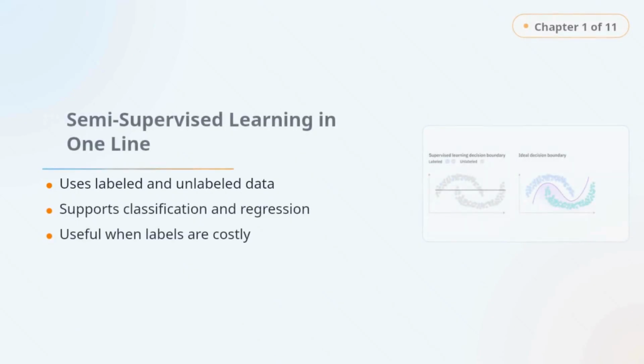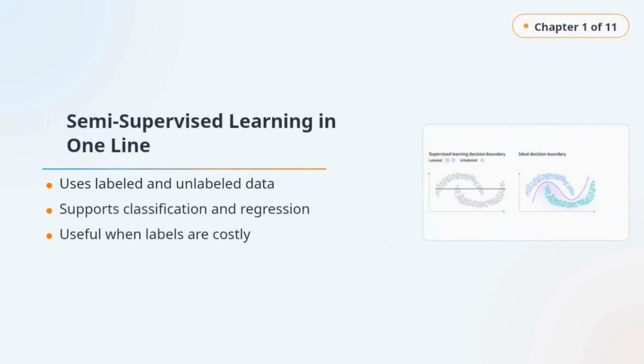Semi-supervised learning is a machine learning approach that combines the strengths of supervised and unsupervised learning. It trains models using a small amount of labeled data along with a larger amount of unlabeled data. This becomes very useful when collecting raw data is easy, but labeling that data takes time, money, or expert effort.